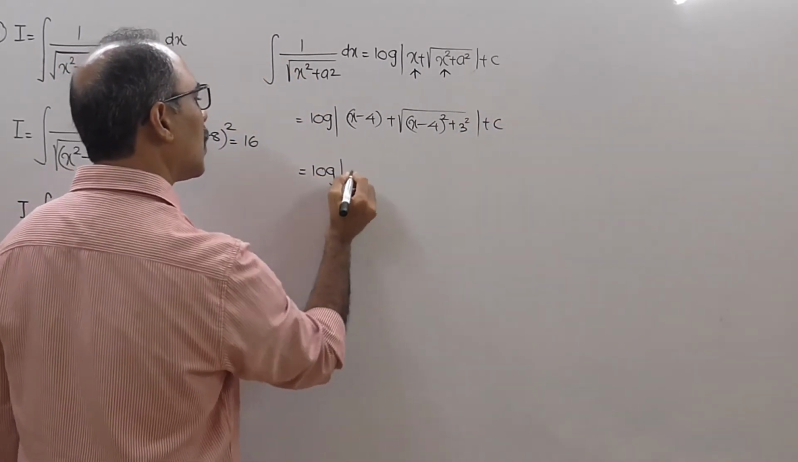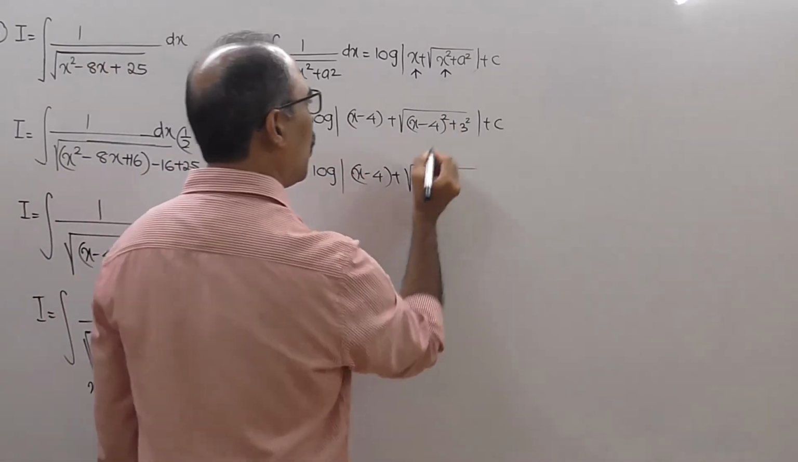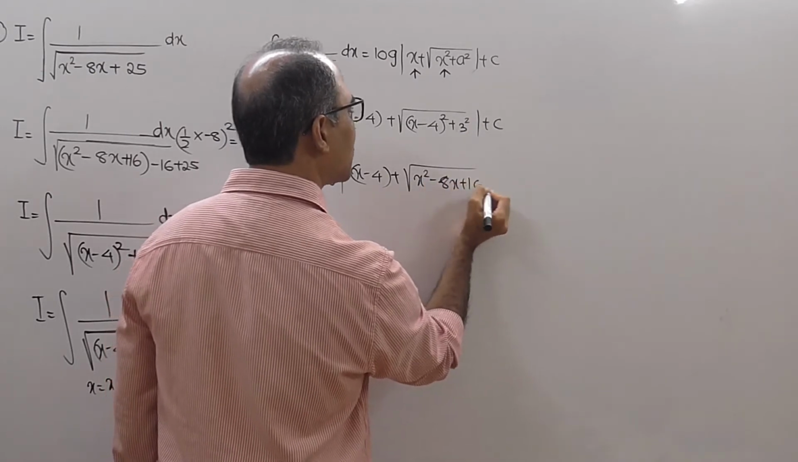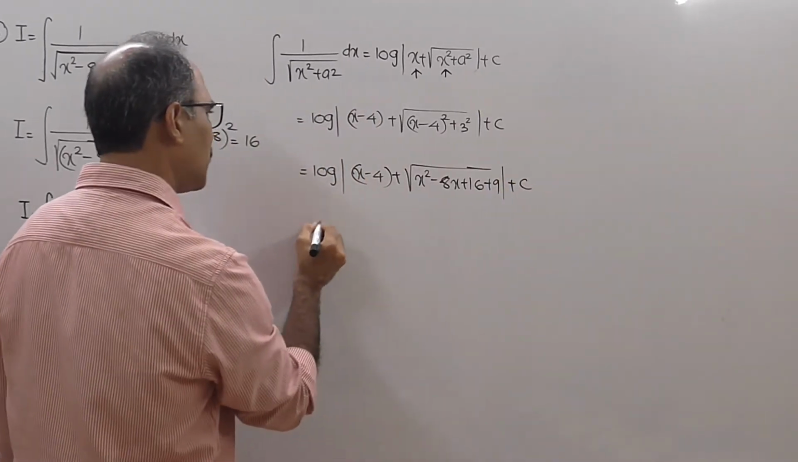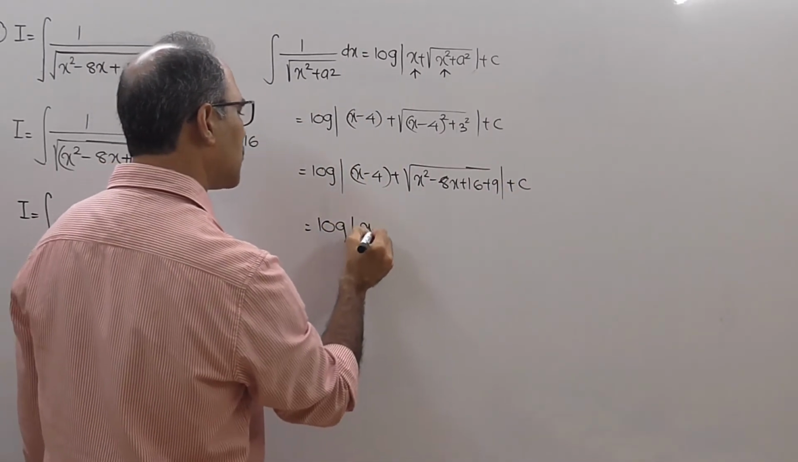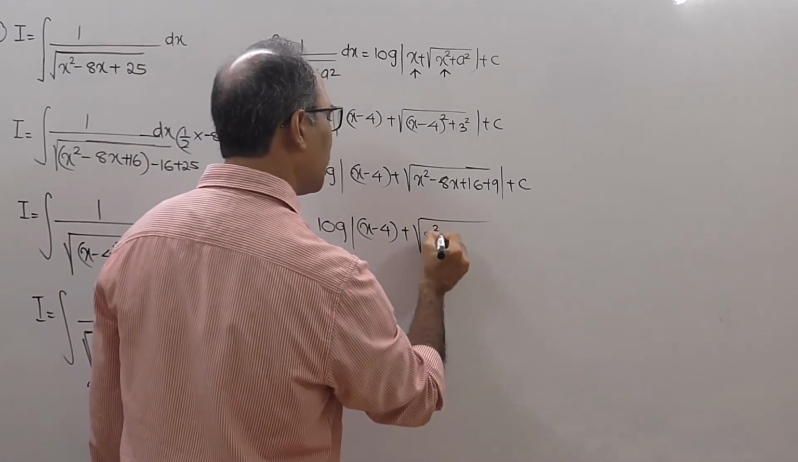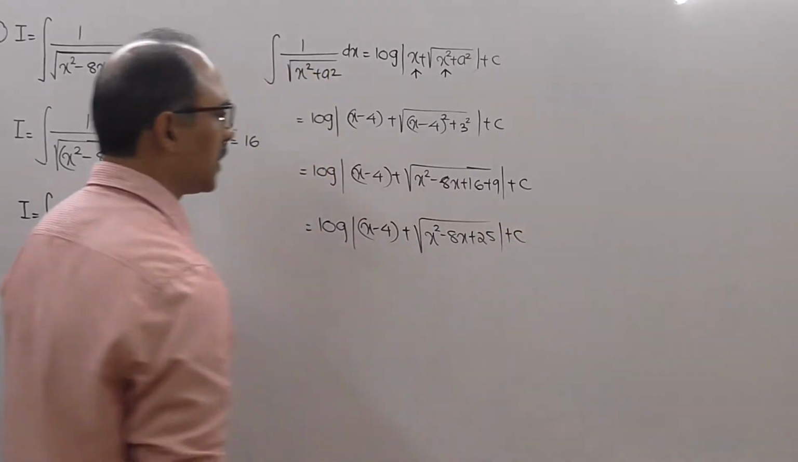This is equal to log modulus x minus 4 plus root of, open this bracket, you get x square minus 8x plus 16 plus 9, modulus close plus c. So this becomes log modulus x minus 4 plus root of x square minus 8x plus 25 plus c.